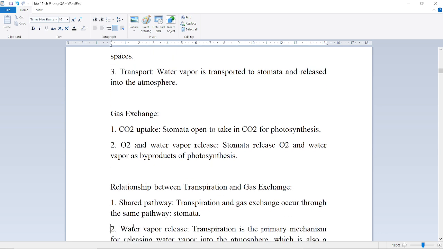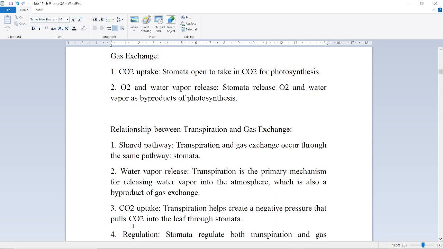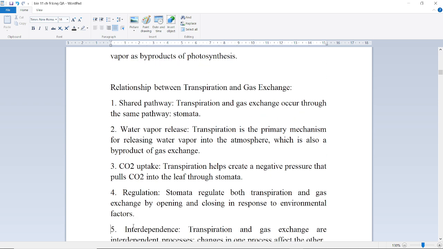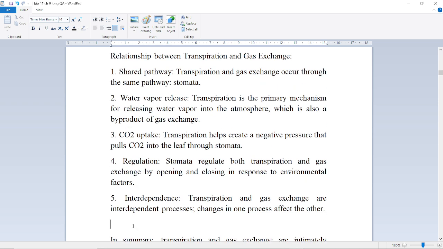Gas exchange. Carbon dioxide uptake. Stomata open to take in carbon dioxide for photosynthesis. Oxygen and water vapor release. Stomata release oxygen and water vapor as byproduct of photosynthesis. Next is the relationship between transpiration and gas exchange. Shared pathway. Transpiration and gas exchange occur through the same pathway, the stomata.